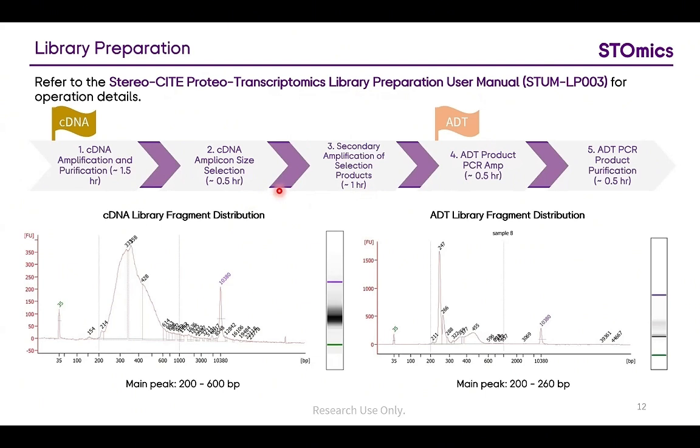You can tell we will have an amplification and purification, and then a size selection, and after that we have another amplification for the cDNA library. For ADT, we basically shoot through amplification, and then we have the purification. For a cDNA library, we normally have a fragment distribution with the main peak ranging at 200 to 600 base pair. And for ADT, the library fragment distribution has the main peak at 200 to 260 base pair.